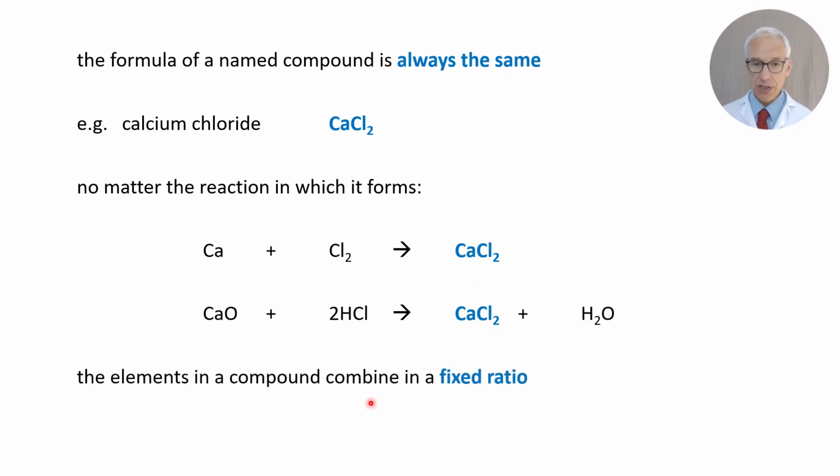The elements are said to combine in a fixed ratio, 1 calcium to 2 chlorines. Calcium chloride never has any other ratio than 1 to 2 between calcium and chlorine. So that's our third descriptor of a compound.